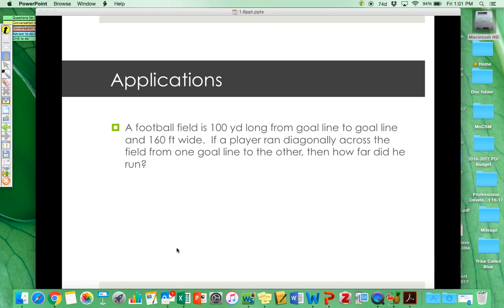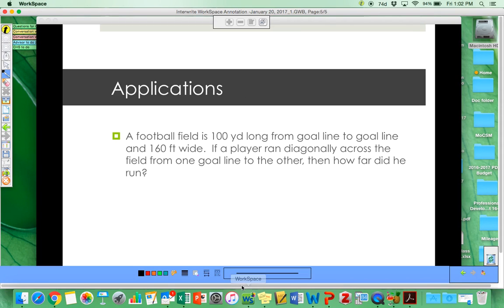All right. So again, I'm just trying to revisit some word problems we did back in section 2. I know it was your favorite one. But using that knowledge and then putting it with quadratics will help us with some of these problems. So a football field is 100 yards long from goal to goal and 160 feet wide. If a player ran diagonally across the field from one goal line to the other goal line, how far did he run?